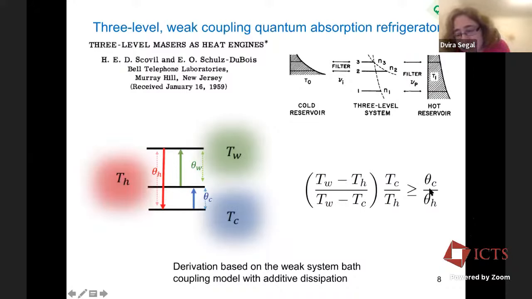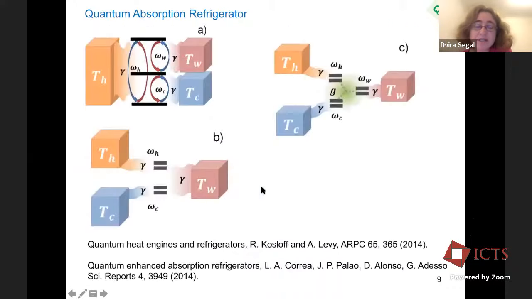And overall, the message is that if you want to cool your cold bath, this splitting theta cold has to be small enough. It's difficult to cool if you have a big transition, because the cold bath obviously cannot excite much this transition. So that's a general guideline. Yeah, theta cold has to be small, and that would allow you to cool the system.